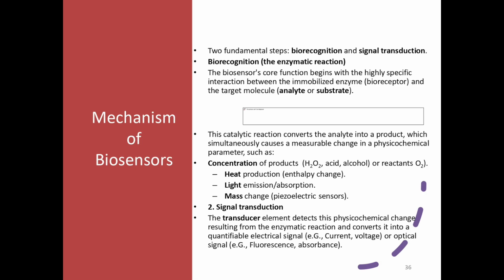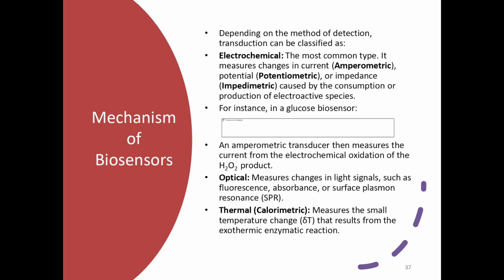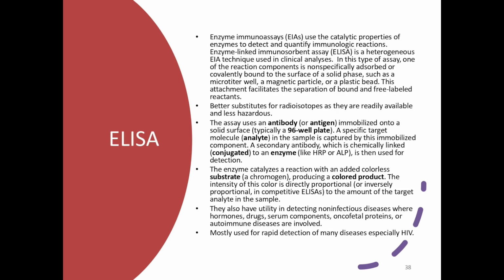Signal transduction is where the transducer element detects this physicochemical change and converts it into a quantifiable electrical signal, such as current or voltage. Electrochemical transduction is the most common type, measuring changes in current caused by the consumption or production of electroactive species. ELISA, or enzyme-linked immunosorbent assay, is a heterogeneous enzyme immunoassay technique that uses the catalytic properties of enzymes to detect and quantify immunologic reactions.